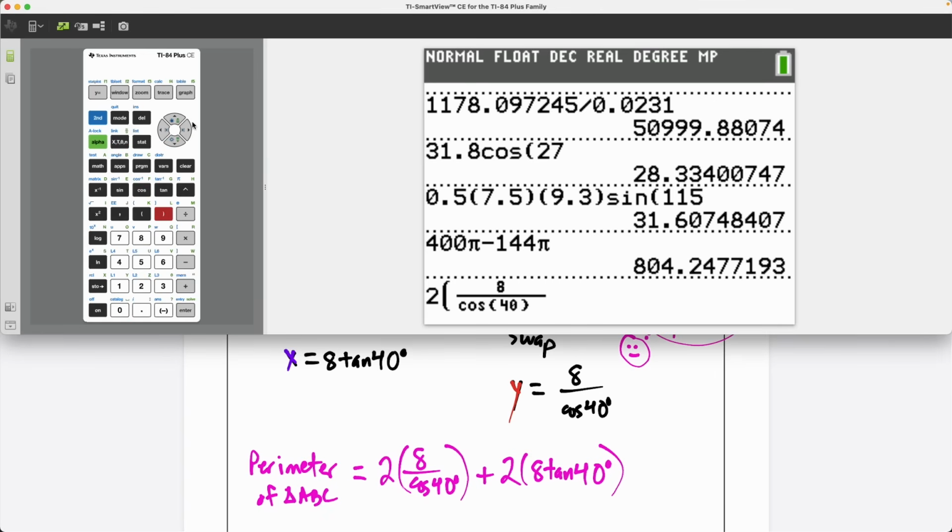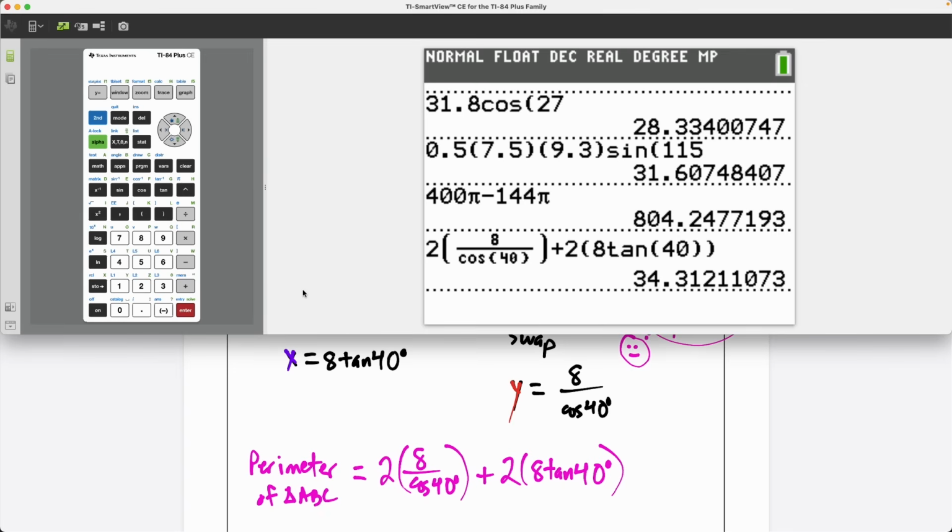And now I close this, hit the right arrow to get out of the fraction, close the entire fraction, and then plus 2 times parentheses. And then next we have 8 tangent 40. Okay, so 8 times tangent of 40 degrees. Okay, so I'm just double checking that we typed everything in nicely here. And I'll just go ahead and put that last parenthesis to close it around this.